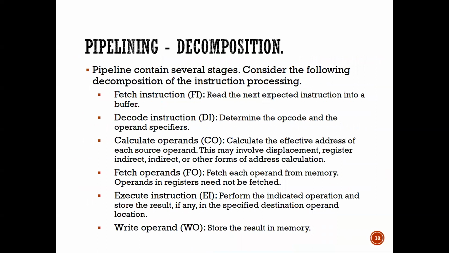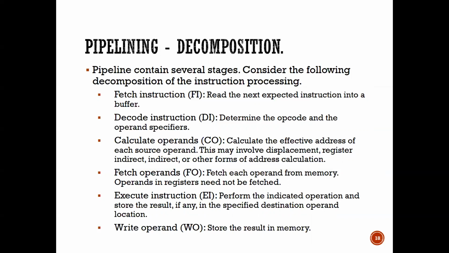Okay, continue. The pipeline contains several stages. Fetch instruction, read the next expected instruction into a buffer. Decode instruction, determine the opcode and the operand specifier. Calculate operand, calculate the effective address of each source operand. This may involve displacement, register indirect, or other forms of address calculation.